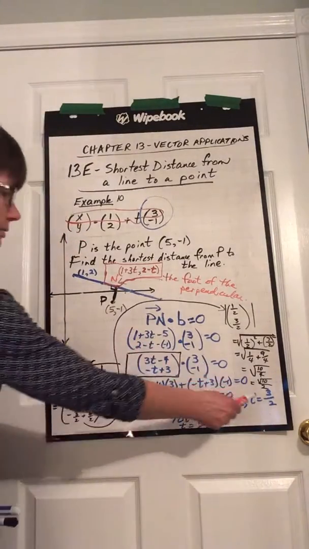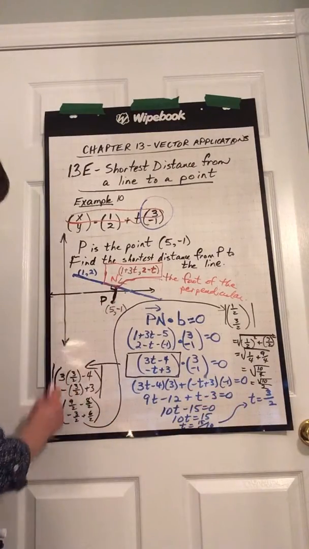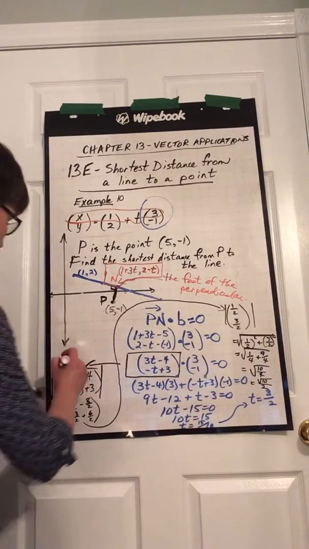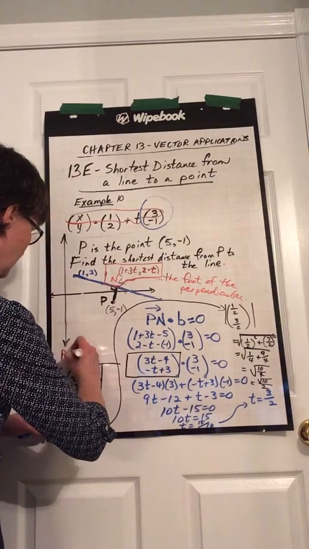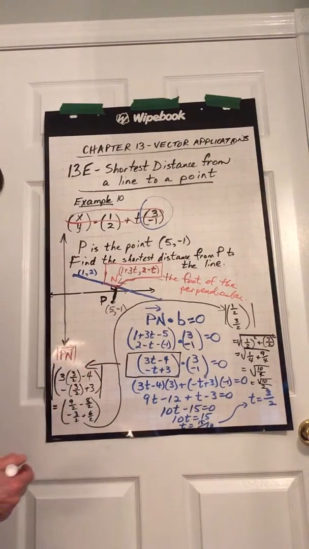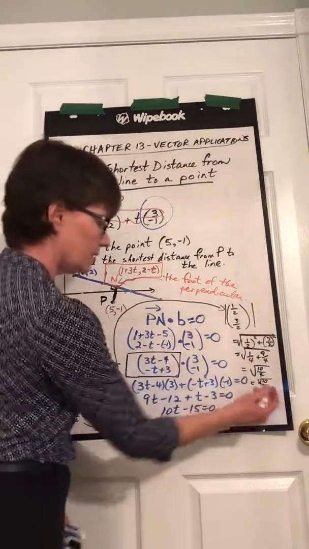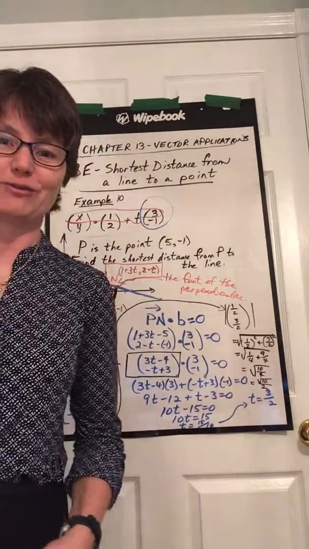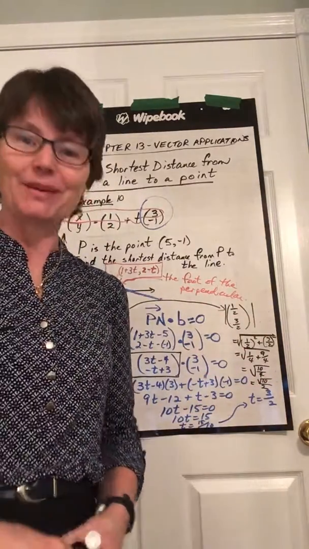Then we take that 3 over 2 and put it back into our PN. This is PN. We're finding out how long PN is, and we found out that it is root 10 over 2. There we have it. Have fun.